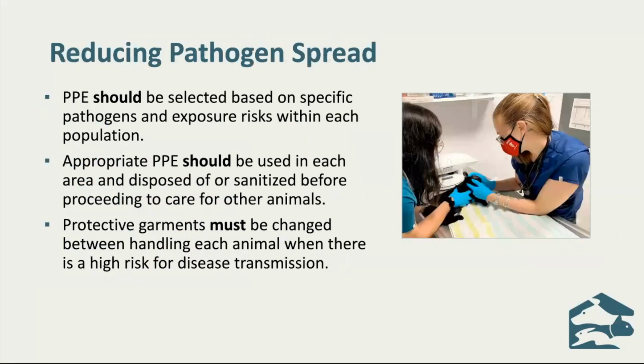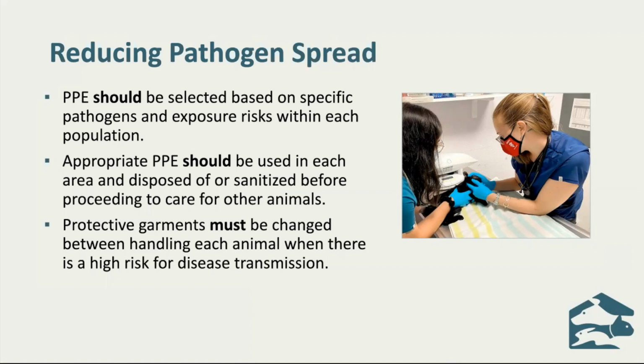Moving on to some ideas for reducing pathogen spread. As I mentioned, there is a nice section on the use of personal protective equipment, or PPE, in the new version of the guidelines. And so some of the statements I'd like to highlight are these. PPE should be selected based on specific pathogens and exposure risks within each population. As the health of the population varies, the type of protective equipment needed may also vary. Appropriate PPE should be used in each area and disposed of or sanitized before proceeding to care for other animals. And protective garments must be changed between handling each animal when there is a high risk for disease transmission.